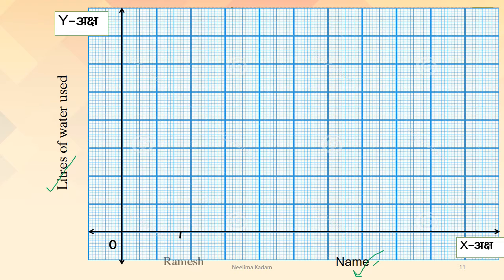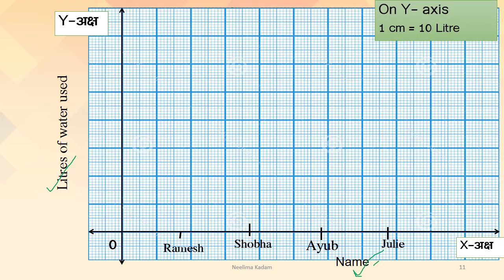Now, on the x-axis, the names: Ramesh, Shobha, Ayub, Julie and Rahul. Okay. Now on the y-axis it is given 1 centimeter equals 10 liters. So on the y-axis, 1 centimeter is 10, 20, 30, 40, 50, 60, 70.